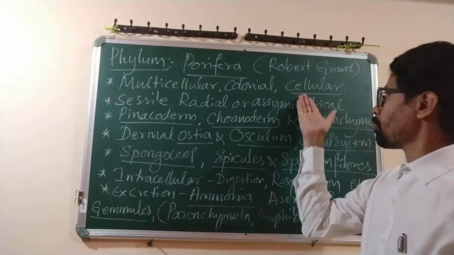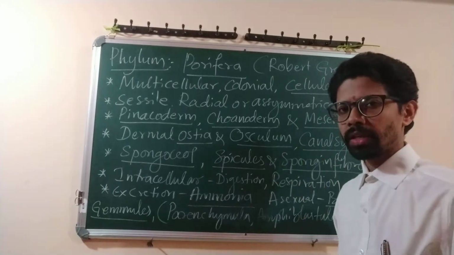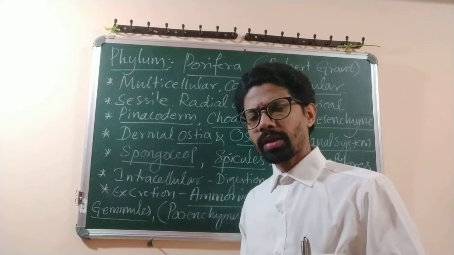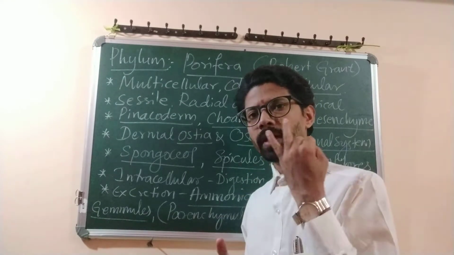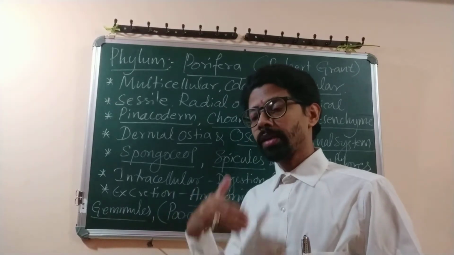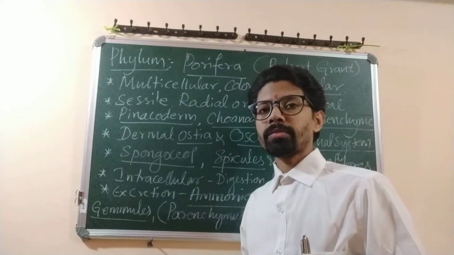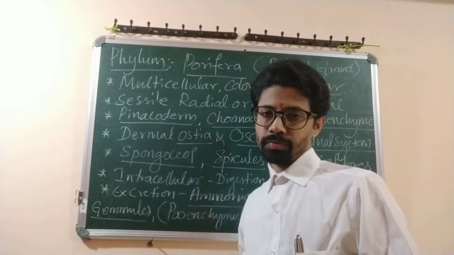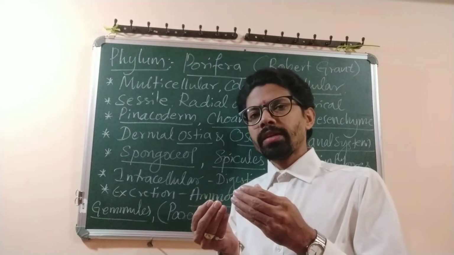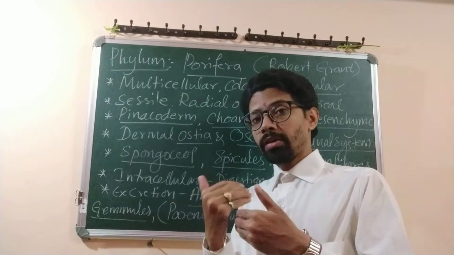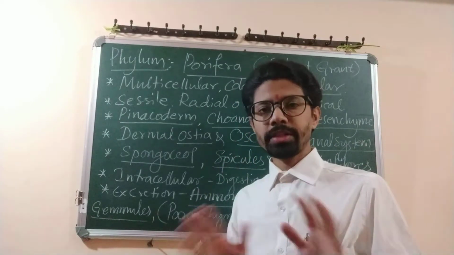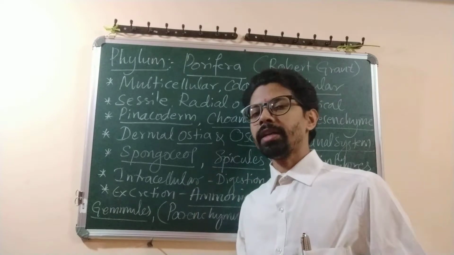Then another important point, the words which are very important I have underlined: cellular grade of organization. Now different types of organization are there: unicellular, multicellular, in that tissue grade, and further organ grade and organ system grade of organization, which is the most advanced type. So it is just above the unicellular organisms and below tissue grade of organization. An organism made up of a group of cells but not tissues, that is cellular grade of organization.